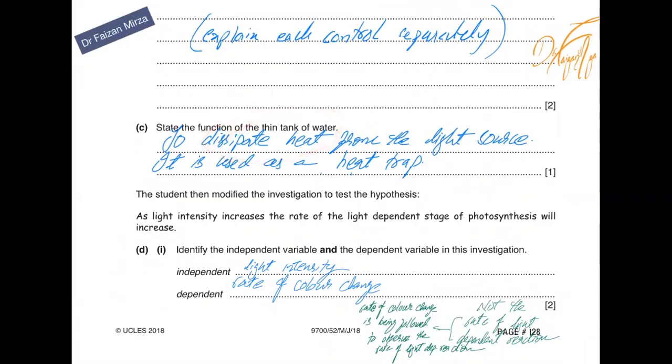A student then modified the investigation to test the hypothesis: as the light intensity increases, the rate of the light dependent stage of photosynthesis will increase. Identify the independent and the dependent variable. Again, we'll go for cause and effect. The cause is light intensity, and the dependent variable here is not the light dependent stage, rather the rate of color change. Because you are measuring the rate of color change and then relating it with the light dependent stage. So you cannot mention the light dependent stage as the dependent variable. The dependent variable will be rate of color change.